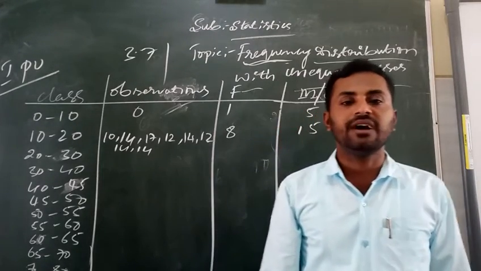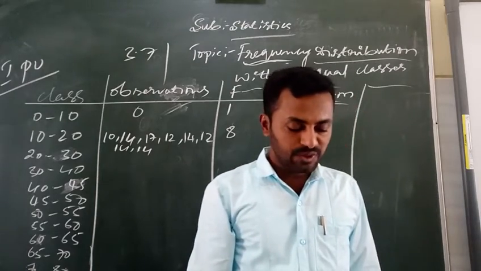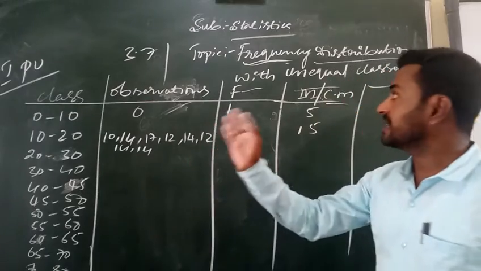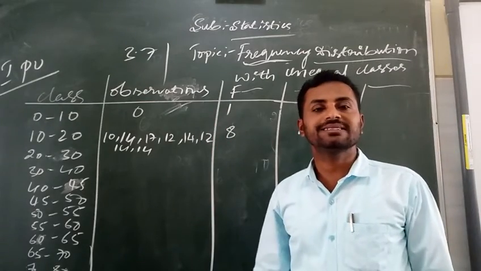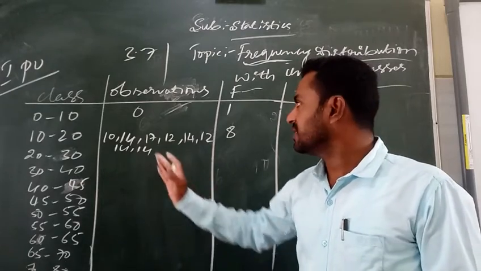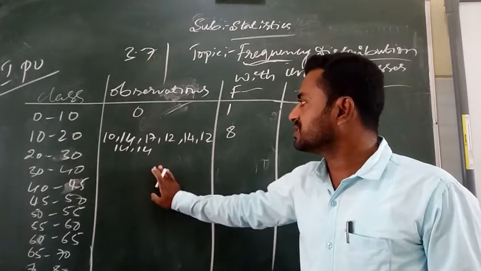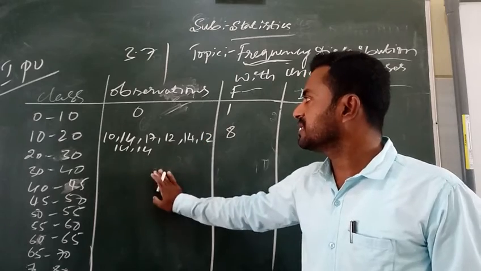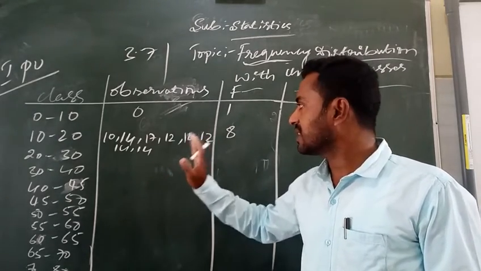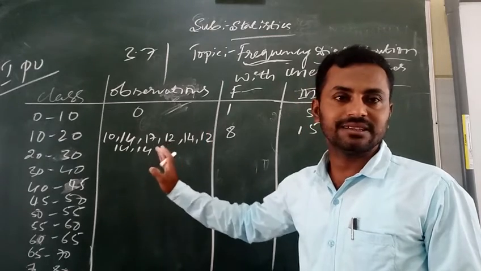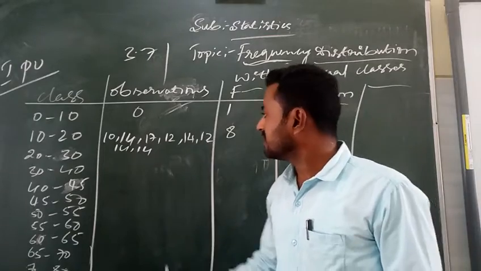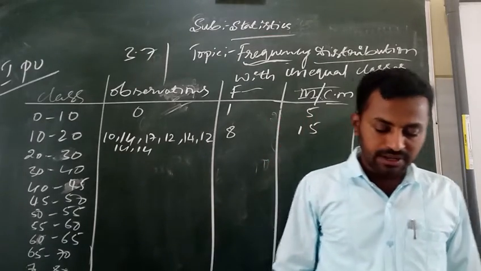Frequency distribution of unequal classes. Okay, see, like that we are going to calculate, what we have calculated in table number 3.6, like that we are going to calculate table number 3.7. We will mention the observations. Observations means the class frequency, how many observations occur in the particular class, that is called class observations. We will draw the table.